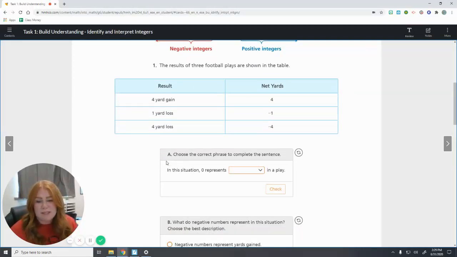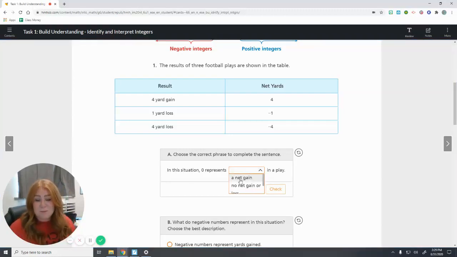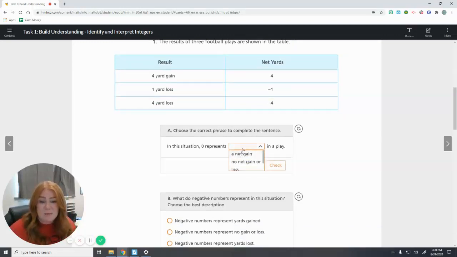So one word you'll need to know to answer A for this is we need to talk about net. So when we use this word net, that's just a fancy word for the total here. So if we're talking about they gained 4, they lost 1, they lost 4, those are all working together to create a total. So in this situation, 0 is going to say that they didn't gain or lose anything.